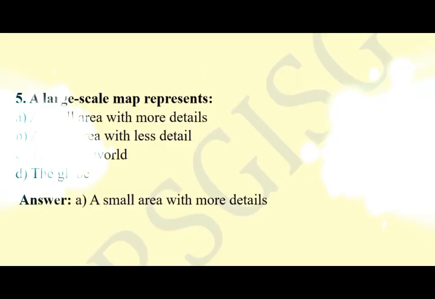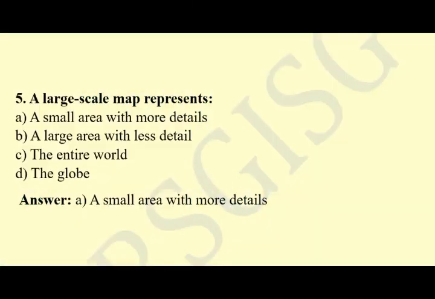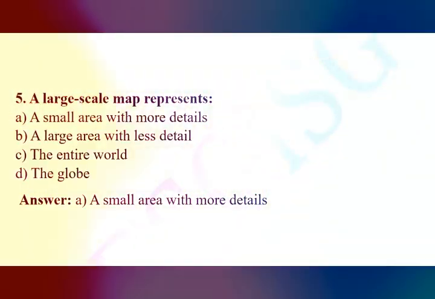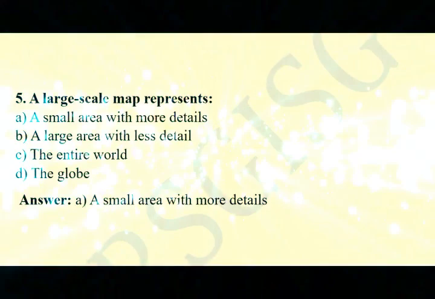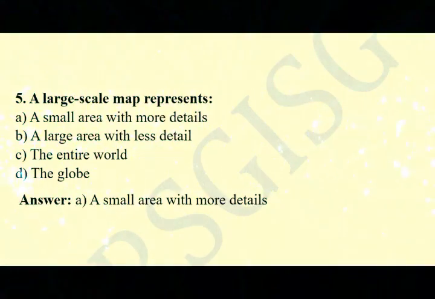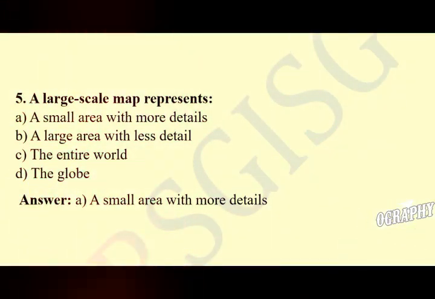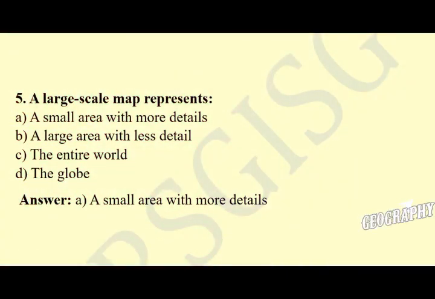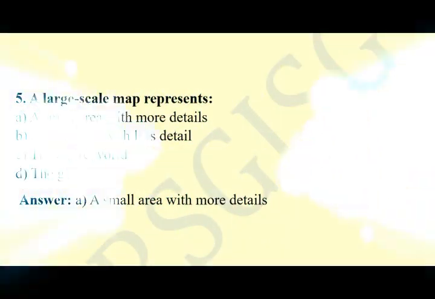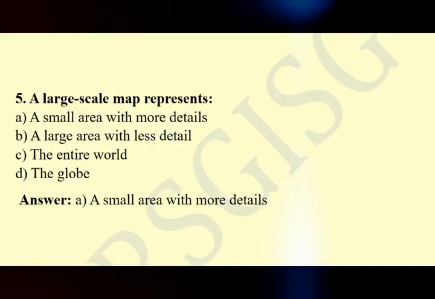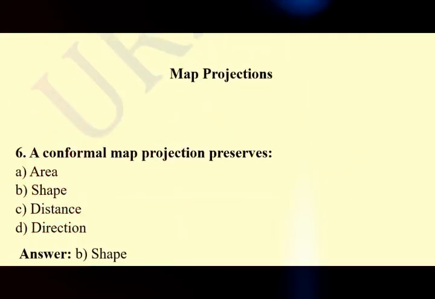Question number 5. A large scale map represents a small area with more detail, a large area with less detail, the entire world, or the globe. Here the right answer will be a small area with more detail. So it is called large scale. More detail is large scale, less detail is called small scale. The area is not the matter of large or small scale, but details are the matter of large and small scale.